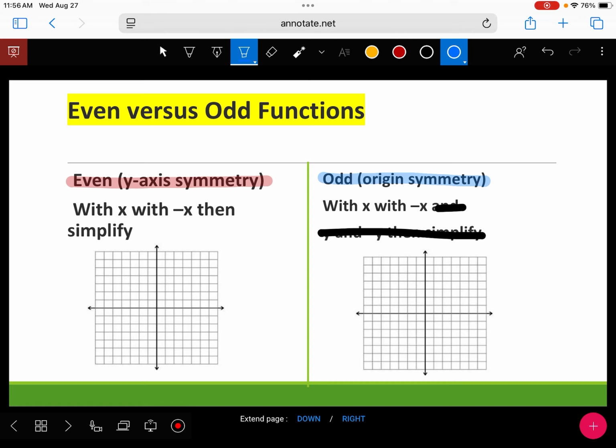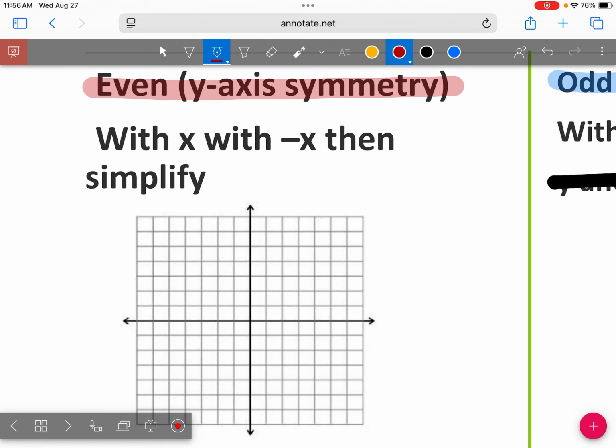So if something is even, that simply means that it has symmetry with the y-axis. What that means is that the left side, if you were to draw a graph, I'm just going to make a sketch. You don't have to make points. I'm just doing extra, really, trying to make it match up.